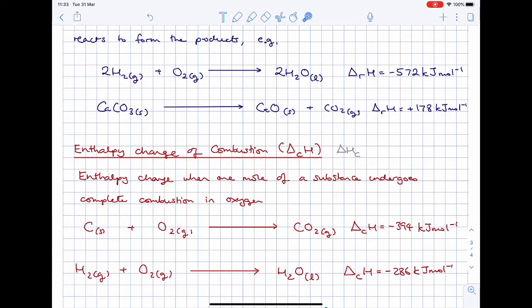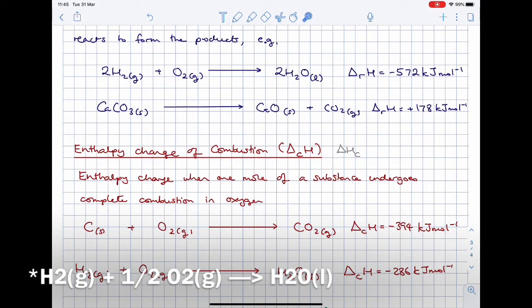This equation, although it is the combustion of hydrogen, because it isn't written as 1 mole of hydrogen burning, would not be considered as the equation for enthalpy of combustion of hydrogen. So there's a slight difference, hopefully you can see. Knowing your definitions for different enthalpy changes is really important for doing calculations later.